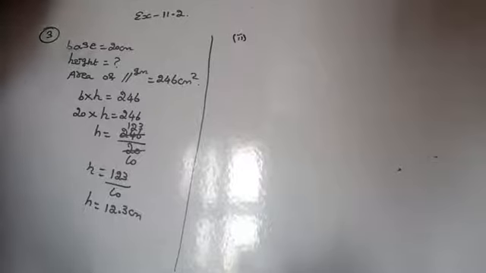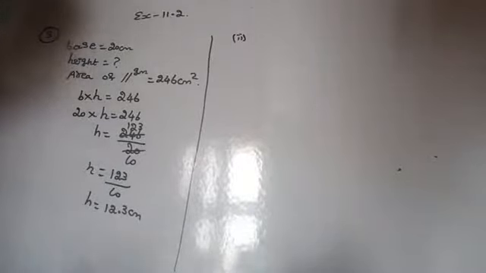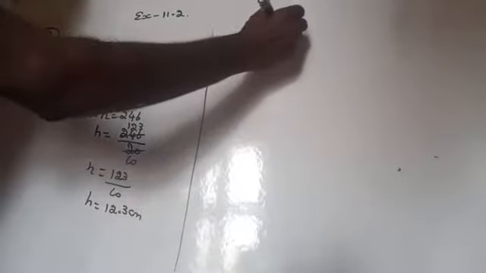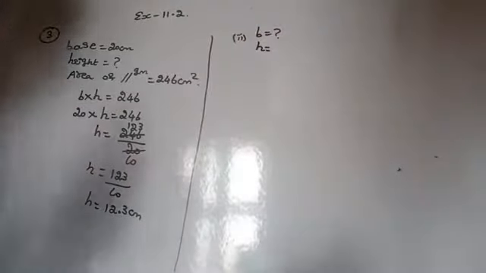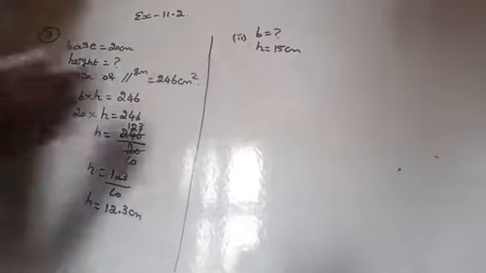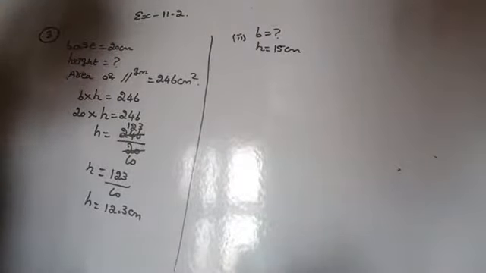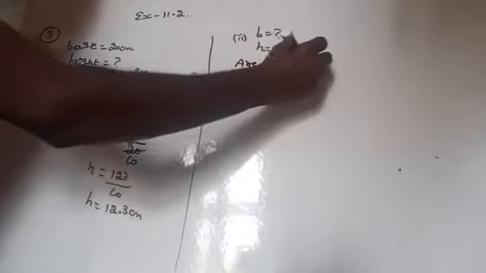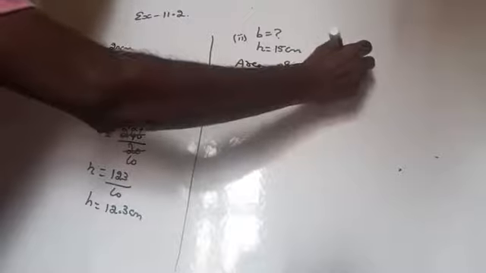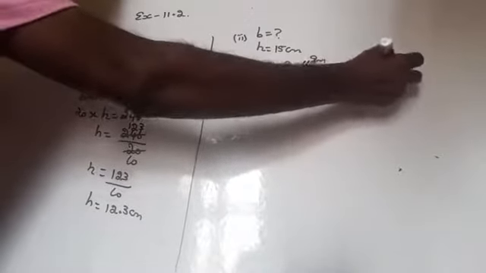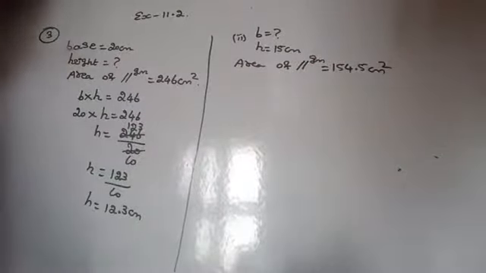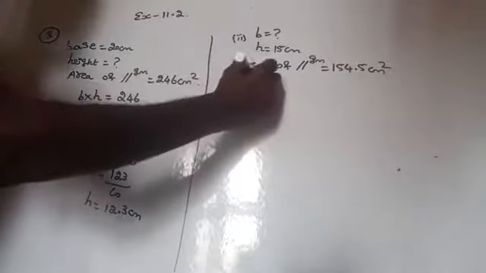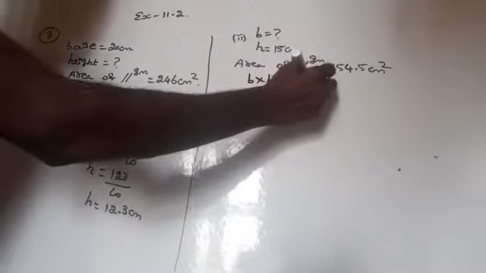Yes. In the second part, what is given for you? The area of the parallelogram is given, the base you have to find, and the height is given, 15 centimeter. The area of the parallelogram is given as 154.5 centimeter square. Now what is the area of the parallelogram? Base into height. Base into height is equal to 154.5.